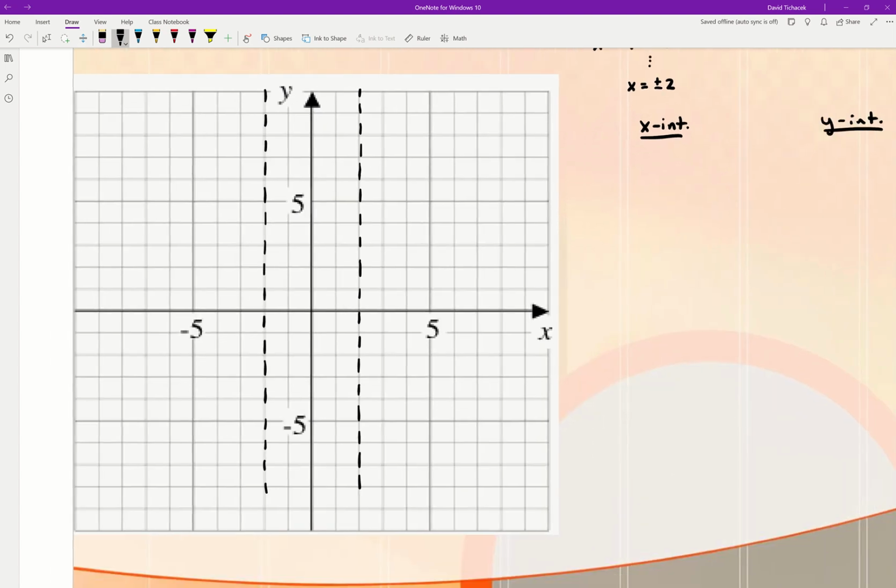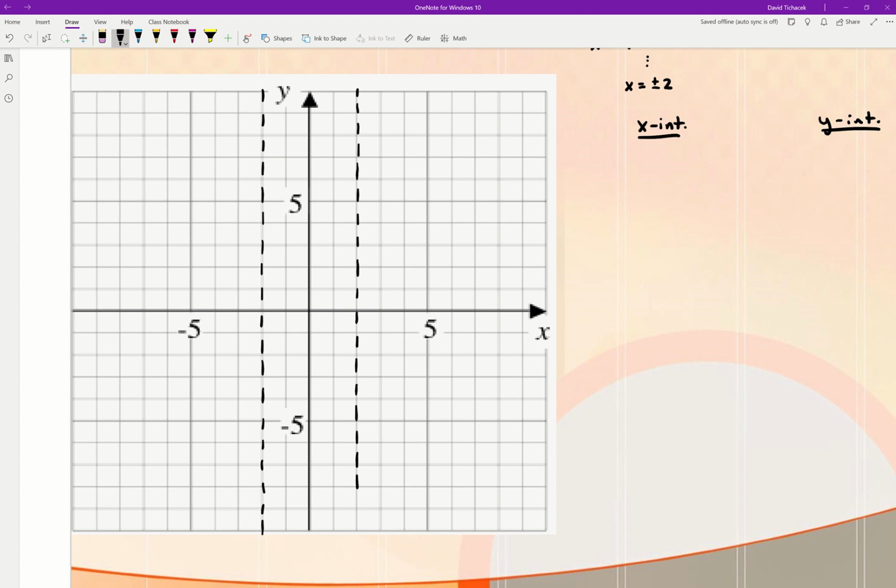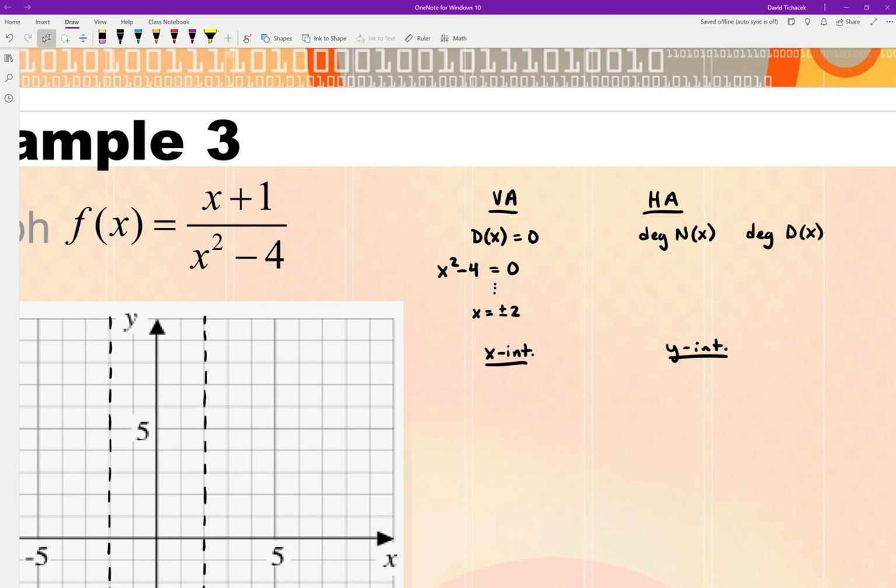Okay, so it seems a little bit odd that we have these two vertical boundary lines. So we just need to go ahead and continue through the process to make sure that we know exactly what this picture is going to look like. So next we're going to compare the degrees of the numerator and denominator. In the numerator I've got a degree 1, denominator I've got a degree 2.